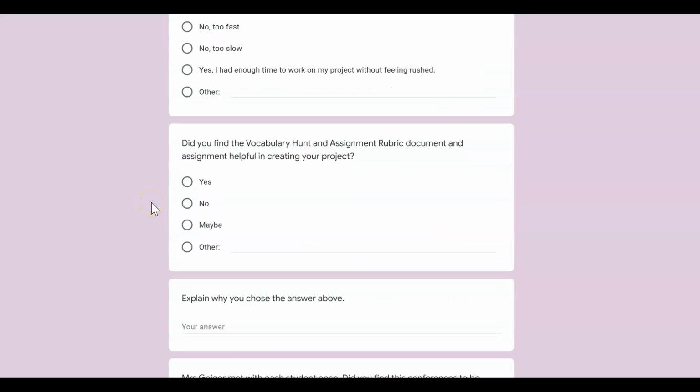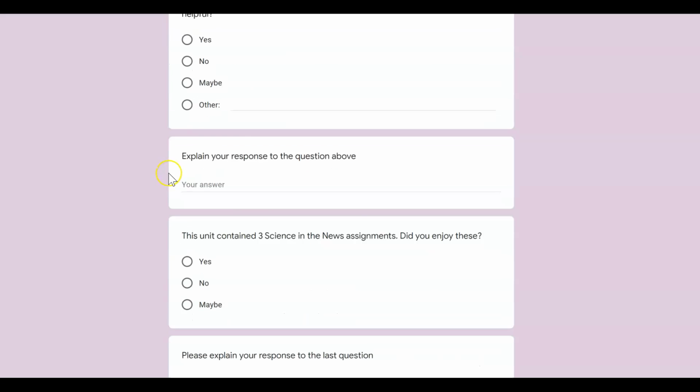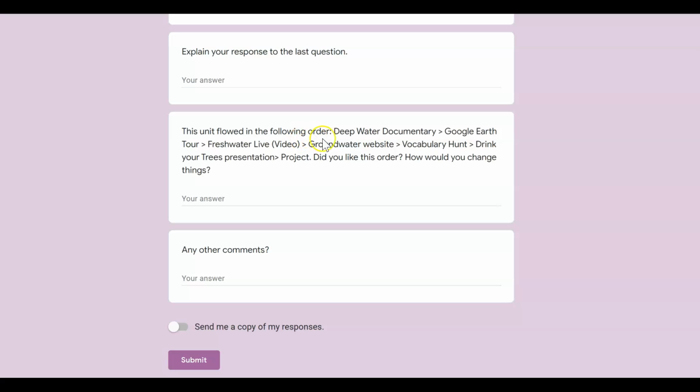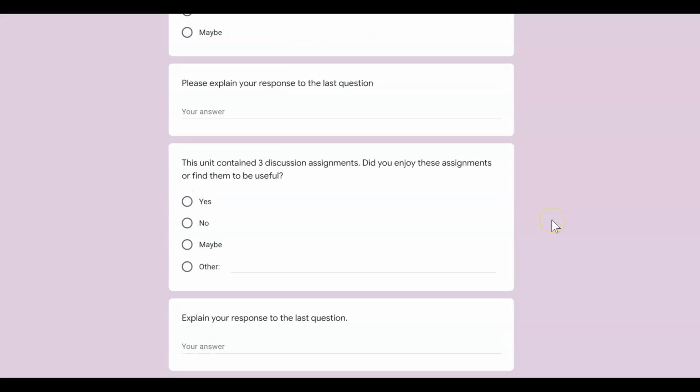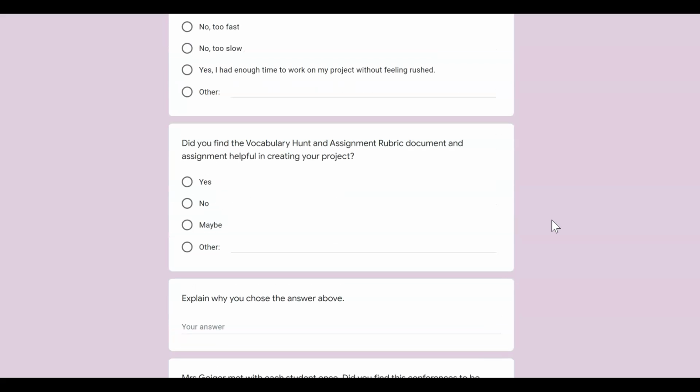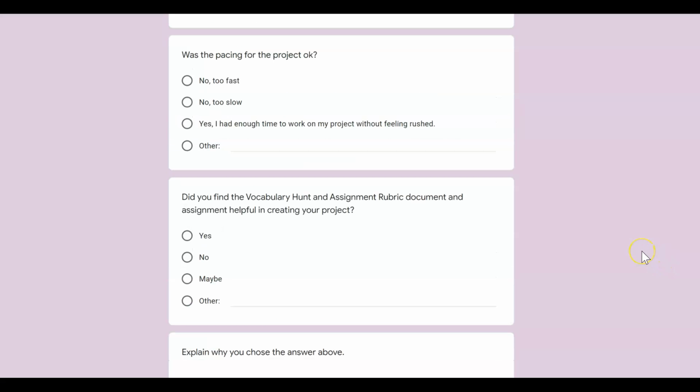So I even go through, and in this one question is, the unit followed the following order. How would you change things? Did you like this order? How would you change things? So asking the students, were you successful in learning? And having them actually prove that they were successful in their learning is another key piece that I add to the end of all of my units.